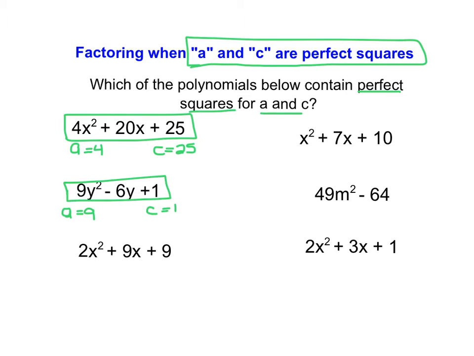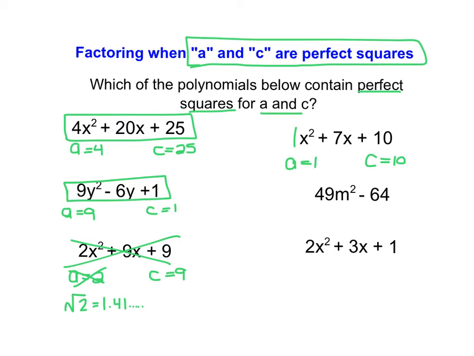This next one down here, we have A is equal to 2 and C is equal to 9. Well, 9 is in fact a perfect square and can be square rooted easily, but the square root of 2 is a decimal. It's about 1.41 and then it keeps going. Because of that, A is not a perfect square, and as a result, this strategy will not work for that expression. Then over here, we have an A value that's equal to 1, which is a perfect square, and a C value that's equal to 10.